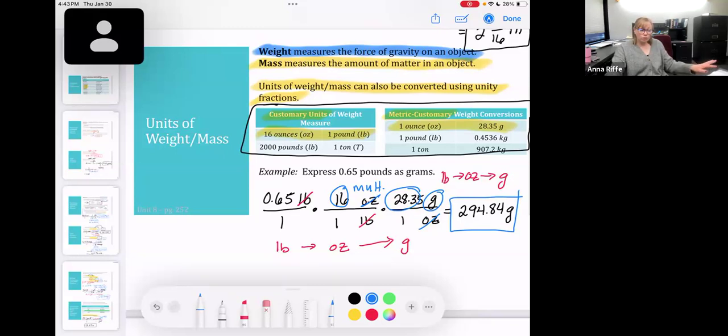There were other factors that we could have used to get that same conversion, but that was the path I chose.